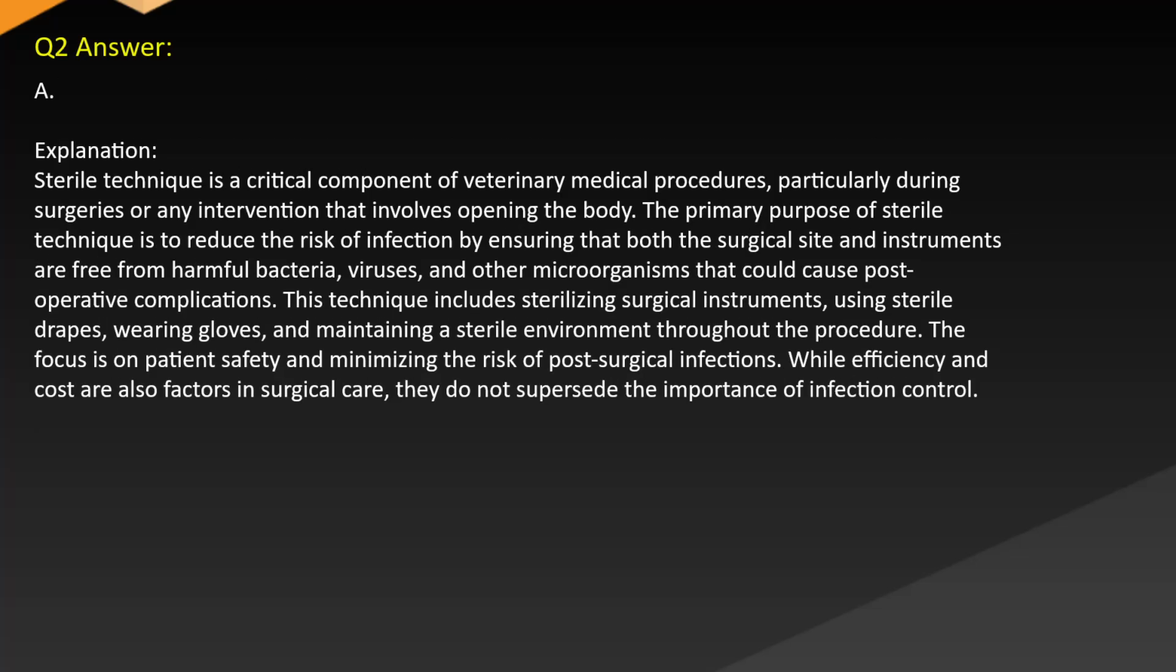Answer A. Explanation. Sterile technique is a critical component of veterinary medical procedures, particularly during surgeries or any intervention that involves opening the body. The primary purpose of sterile technique is to reduce the risk of infection by ensuring that both the surgical site and instruments are free from harmful bacteria, viruses, and other microorganisms that could cause post-operative complications. This technique includes sterile surgical instruments, using sterile drapes, wearing gloves, and maintaining a sterile environment throughout the procedure. The focus is on patient safety and minimizing the risk of post-surgical infections. While efficiency and cost are also factors in surgical care, they do not supersede the importance of infection control.